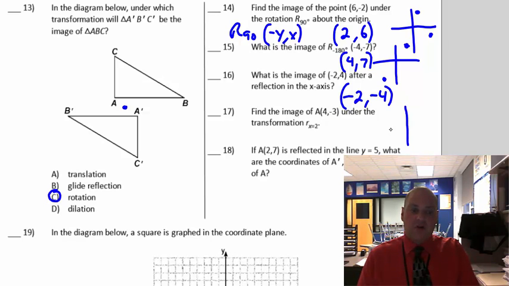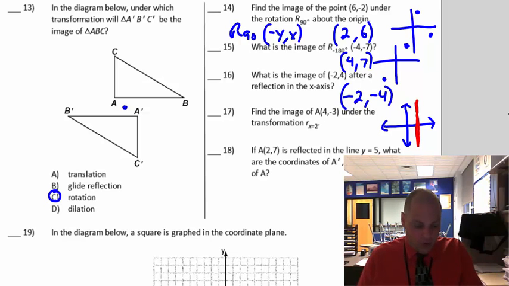Reflection, for this one I'm going to draw a little graph. Reflection over the x equals 2 line. So here's the x and y axis, okay? I'm going to draw in a different color. The x equals 2 line is this line right here. Okay, that's that vertical line at 2.